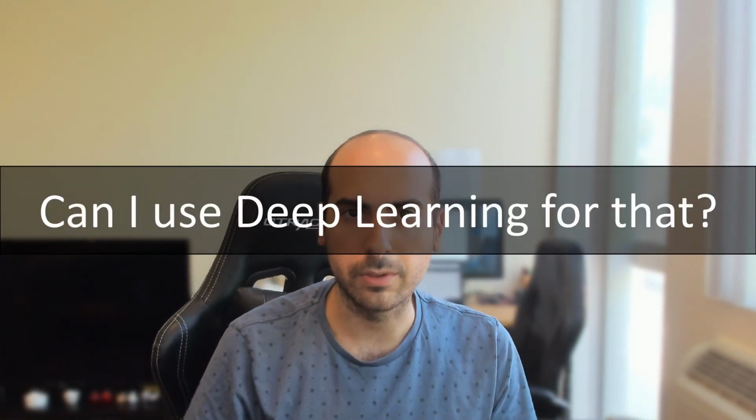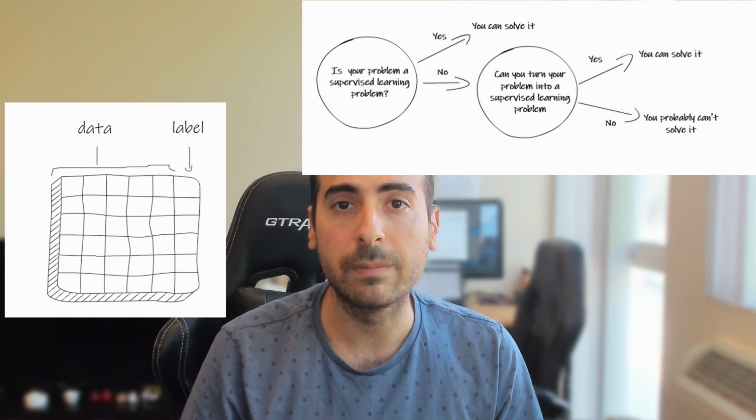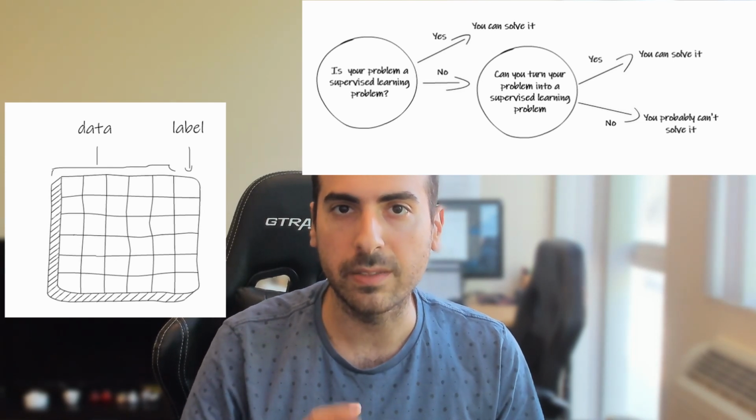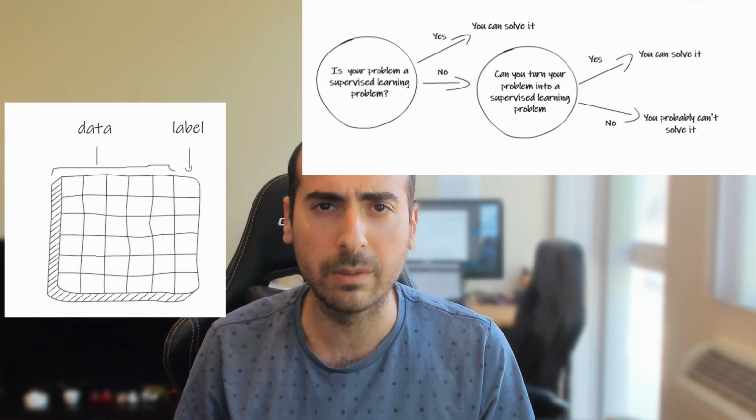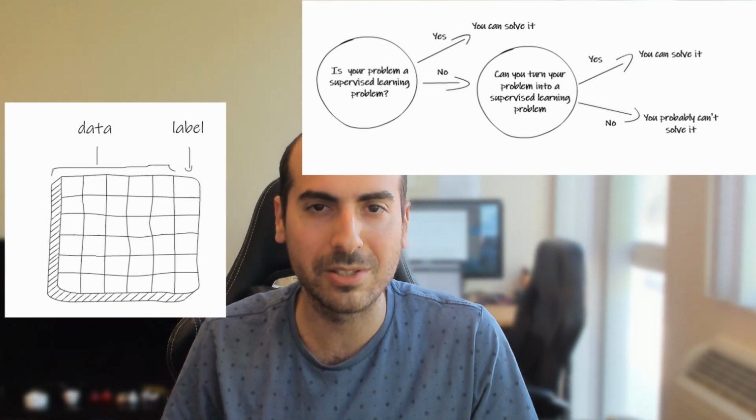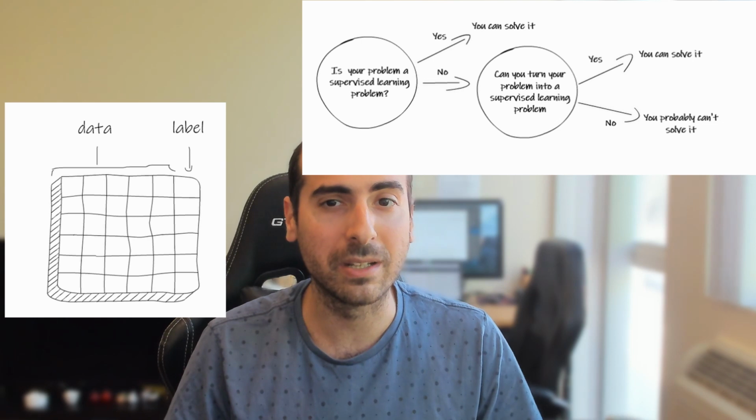One of the most common questions I get asked is, can I use deep learning for that? Typically this comes from friends and colleagues that are not doing deep learning actively at work, but want to use it to solve some sort of tedious task at work. The way I like to reframe that question is to ask them, is your problem a supervised learning problem? If it is, then it's easy to solve. If it isn't, do you have a way to turn it into a supervised learning problem? If you do, then you can solve it. And if you can't, then it's actually pretty hard to solve.